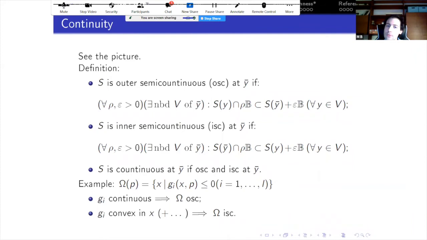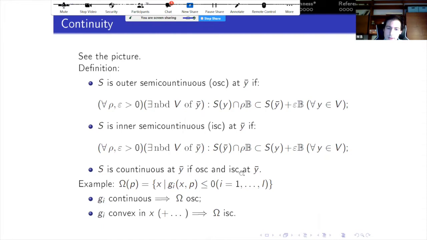However, inner semi-continuity is the opposite property here. We need to be able to cover the fixed set by all the sets S of Y, where Y is near Y bar. And this we get in the example we showed in the picture if we make this set very small, intuitively. And of course, the mapping is continuous if it has both these properties.